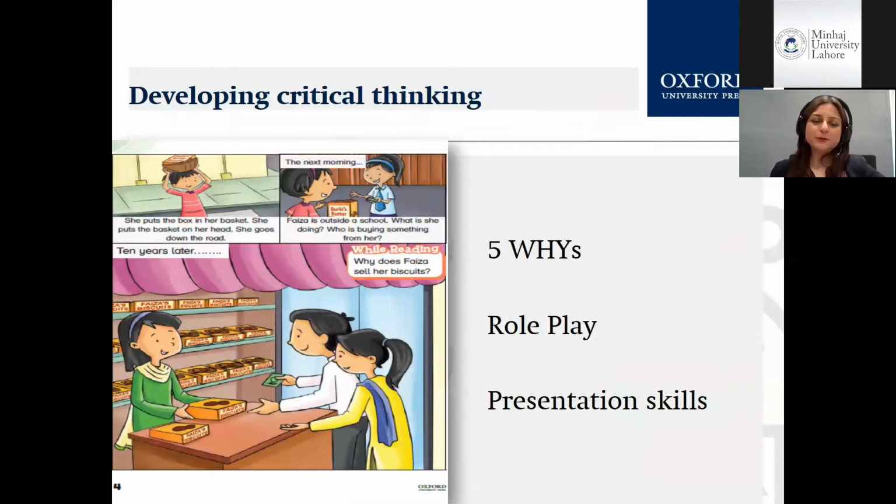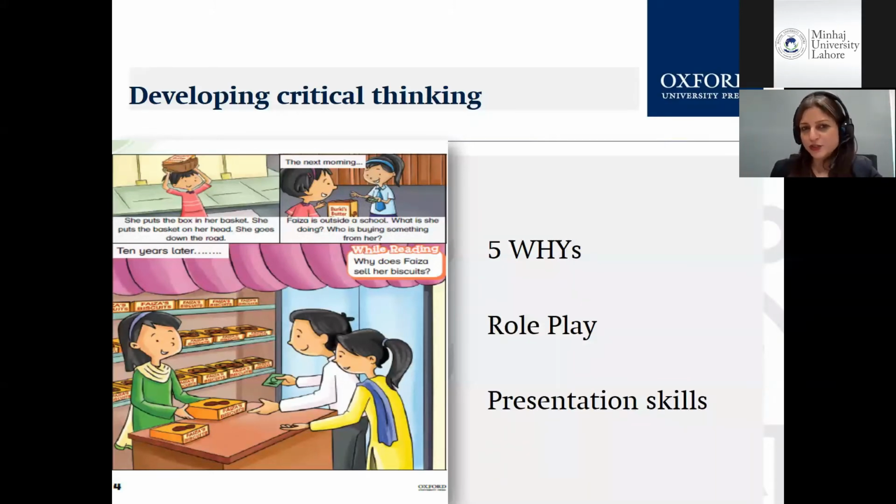And then we develop critical thinking through graphic stories. So here, for example, you might want to ask them, look at that picture. Or is picture mein ho kya raha hai? You can use the 5 whys: what, when, who, where, and why. So you might want to ask them, what is this girl carrying on her head? Why do you think she's carrying a basket of biscuits?